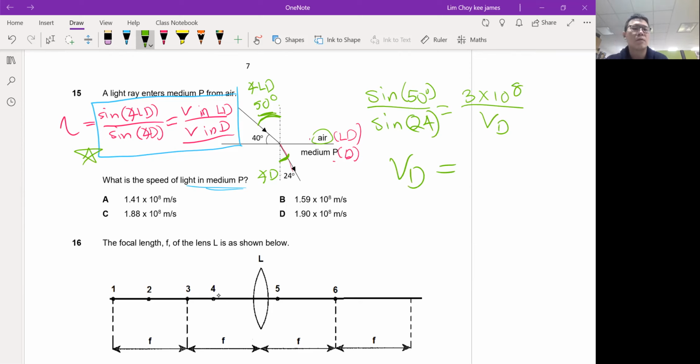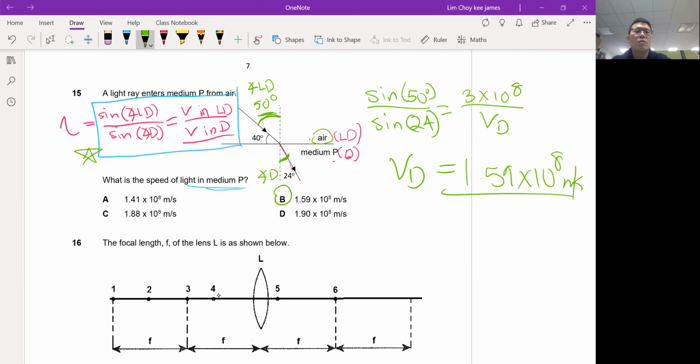So if you look at your equations, let's say sine 50, so I'll have 3 times 10 to the power 8. You do simple math. Let me do my calculator. 3 times 10 to the power 8, divided by sine 50, divided by sine 24. The answer will be 1.59 times 10 to the power 8 meters per second, which is B.